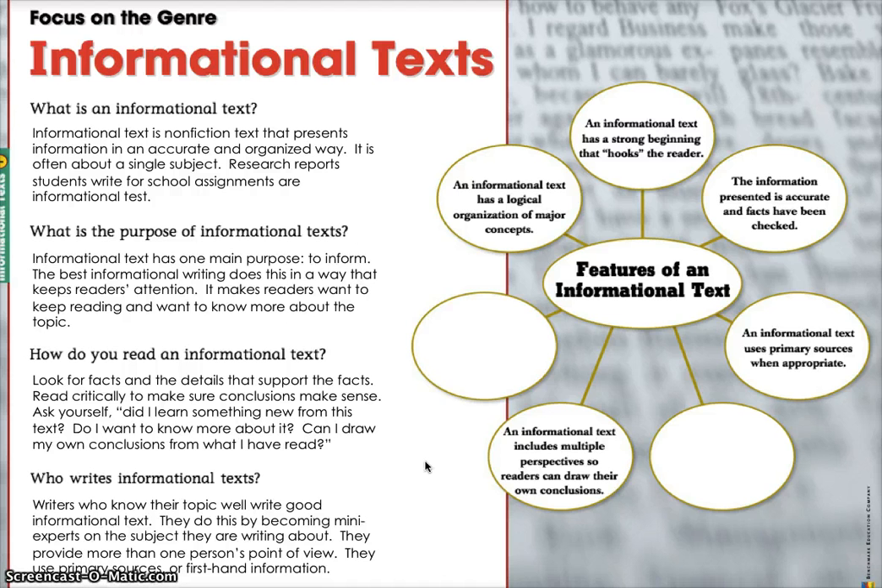The information presented is accurate and facts have been checked, and that's an important thing. And that's the difference between an informational text and like an opinion paper. An opinion paper, you base it off of information, and then you jump to and you tell them what you are thinking. Whereas an informational text is all information, and it's there to help you understand things.